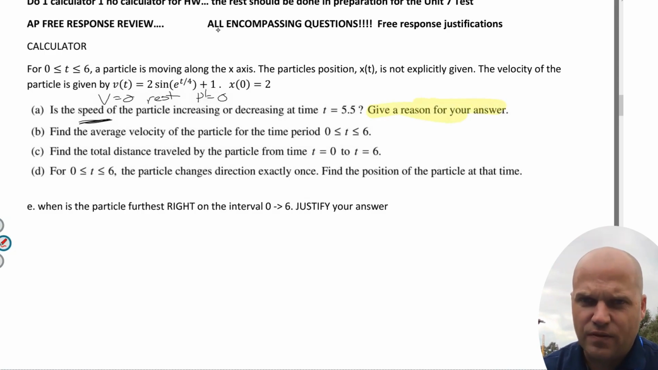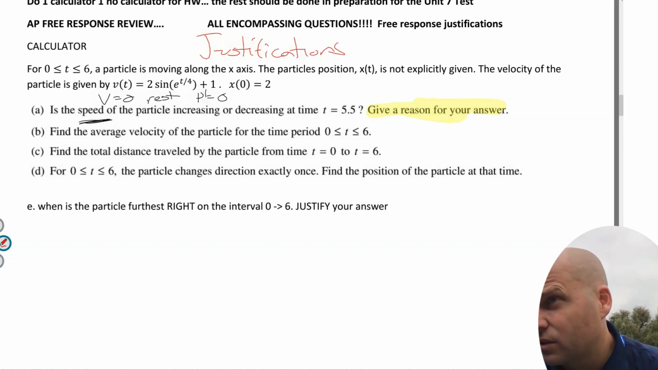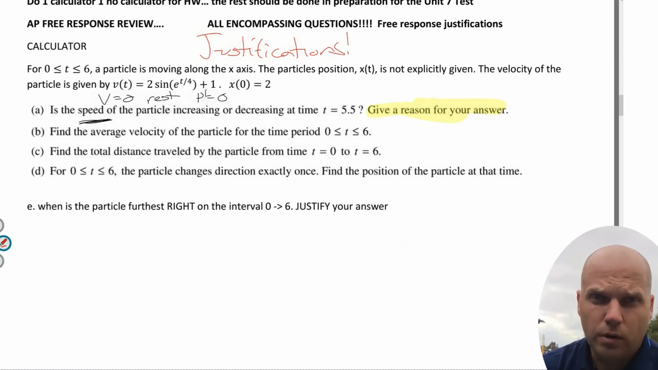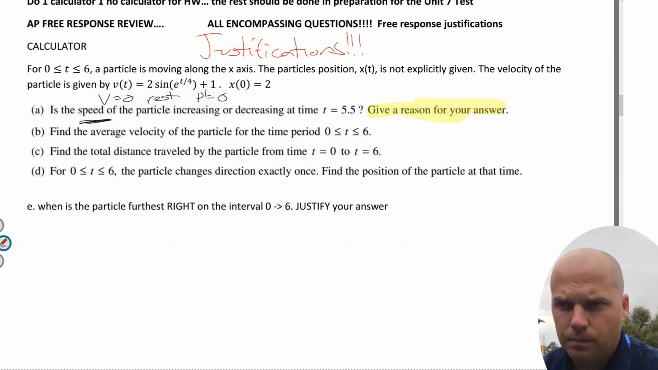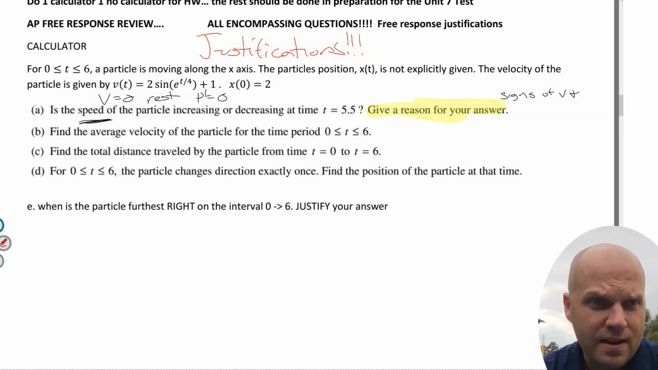We need to get into justifications. In one of my classes, I did not get into it in the notes, which we'll have to do on the review day. So, your reasoning behind speed increasing or decreasing should be a comparison of the signs of V and A.